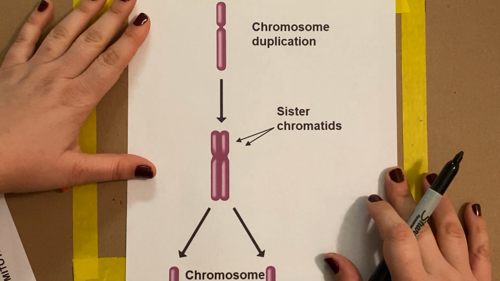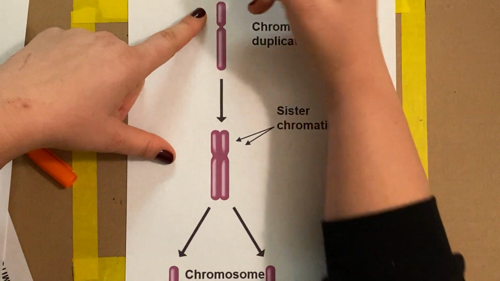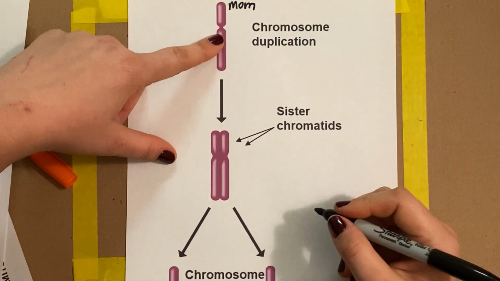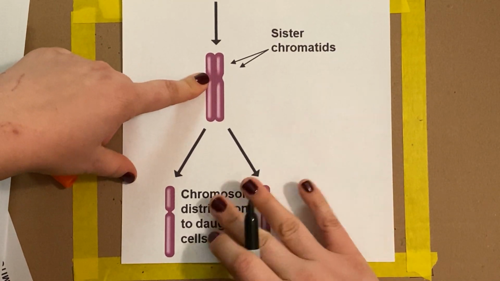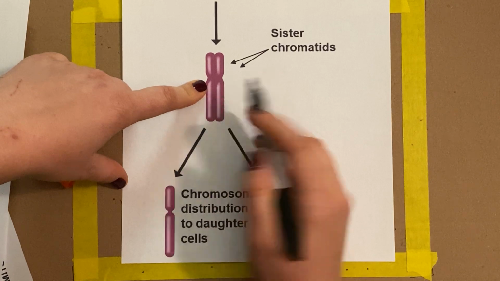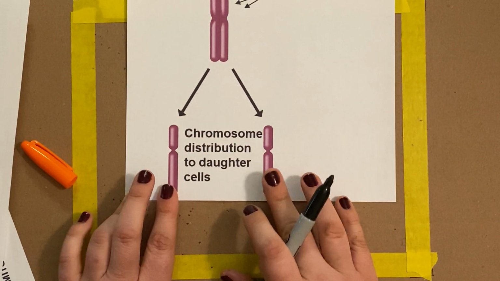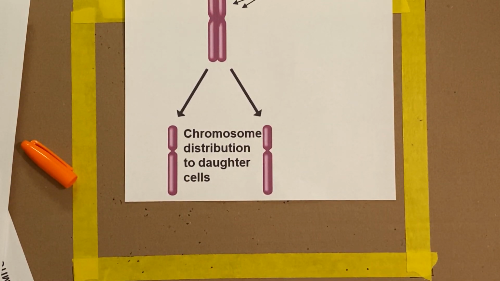And let me just show that one more time. So here's from the textbook. You have a single chromosome. So we'll just say that this one is your mom's. This is from your mom's chromosome. This is mom's version. Then through the process of DNA replication, we have two of them, so they're sister chromatids. And then at the end, those two chromosomes are going to separate and go into each of their own cells.